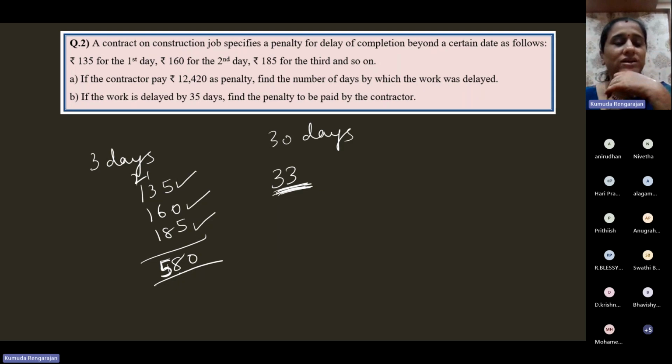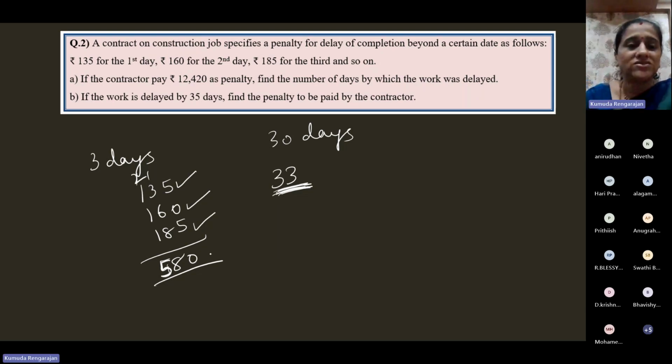Now let's read the question ahead. If the contractor pays rupees 12,420 as penalty, find the number of days by which the work was delayed. So the contractor has actually paid 12,420 as penalty, and we have to find the number of days by which the work was delayed. The second sub question is, if the work is delayed by 35 days, then what is the penalty paid by the contractor?